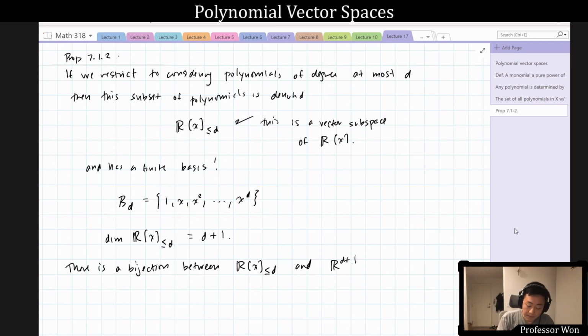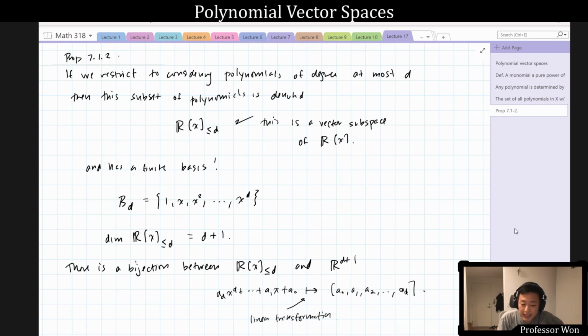And the bijection, what you do is just what we did before. You send this polynomial, you map it to the vector (a0, a1, a2, ..., ad). Okay, and not only is this a bijection, it's actually a linear transformation. In other words, this map plays nicely with addition and scalar multiplication. So this is a linear transformation.